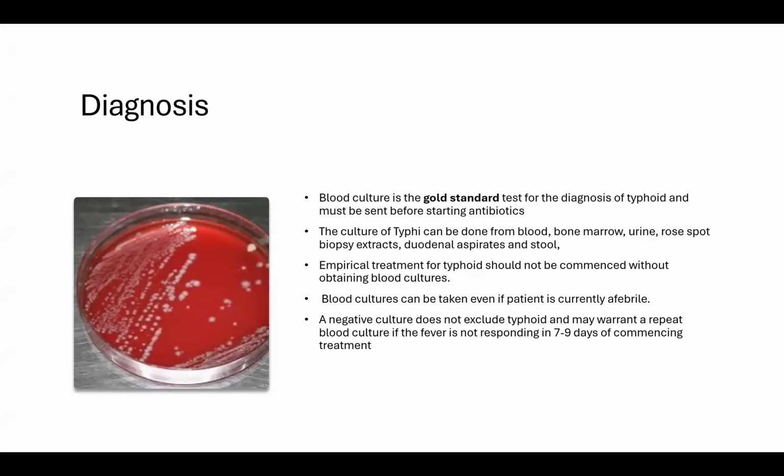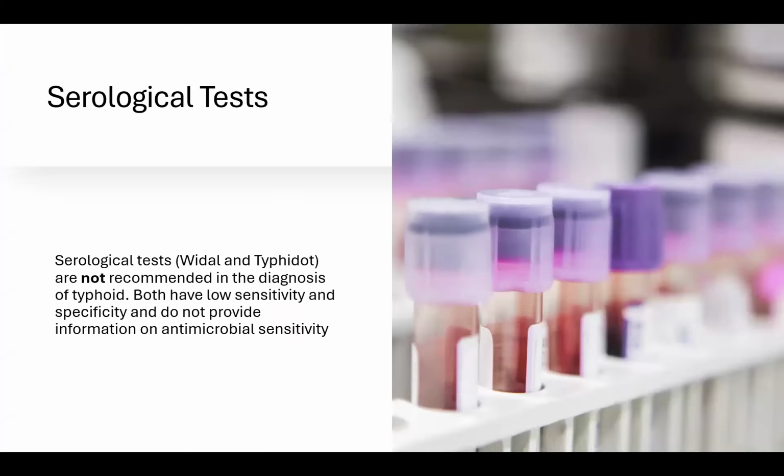So, how to diagnose typhoid? Blood culture is the gold standard test for the diagnosis of typhoid and must be sent before starting antibiotics. The culture of typhi can be done from blood, bone marrow, urine, rose spot biopsy extract, duodenal aspirate, and stool. Empirical treatment for typhoid should not be commenced without obtaining blood cultures. It can be taken even if the patient is currently afebrile. A negative culture does not exclude typhoid and may warrant a repeat blood culture if the fever is not responding in 7 to 9 days of commencing treatment.